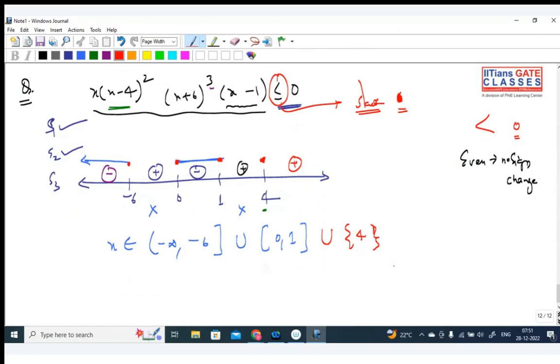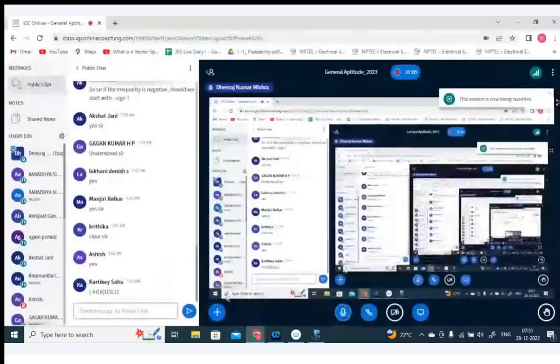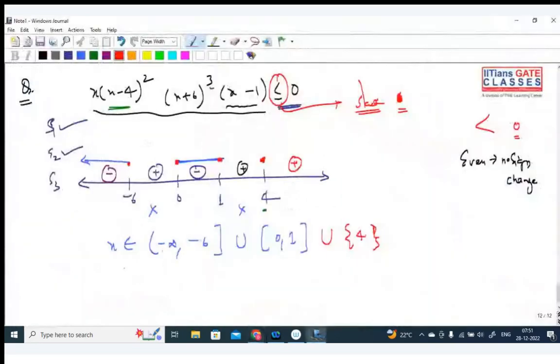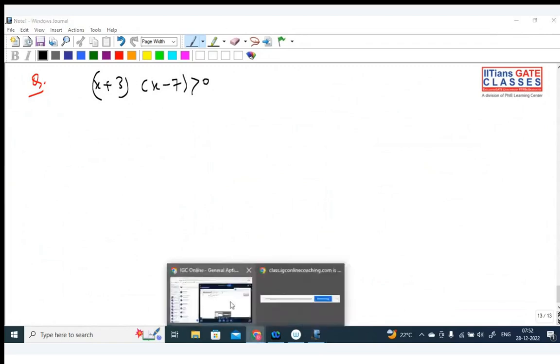Let me take one more question so you will understand. Try this question, then I will solve. Suppose x plus 3 and x minus 7 is greater than 0, right? What is the answer for this question? Please try, everyone.